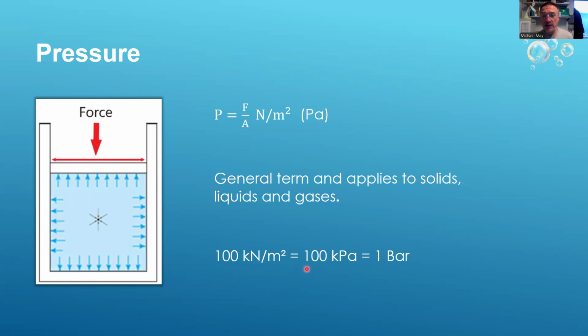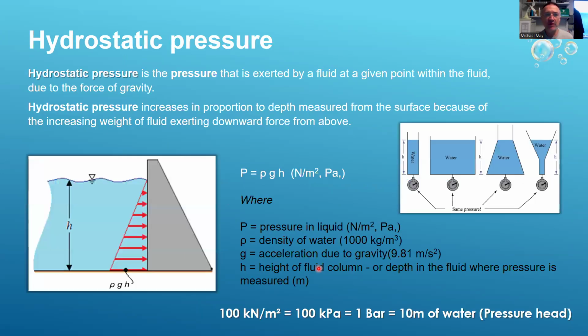100 kilonewtons per meter squared equals 100 kilopascals equals 1 bar, which is another common way of expressing pressure. So that's the general term for pressure, and it applies to solids, liquids, and gases. But in fluid mechanics, we're specifically interested in hydrostatic pressure. And that's the pressure that's exerted by a fluid at a given point within the fluid due to the forces of gravity.